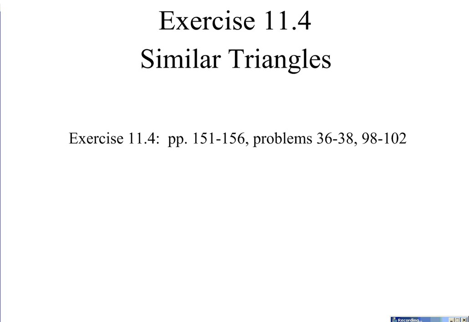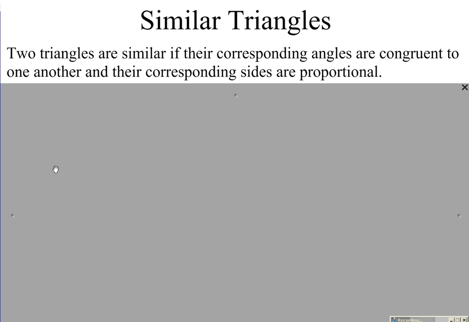Exercise 11.4, similar triangles. Two triangles are similar if their corresponding angles are congruent to one another and their corresponding sides are proportional.